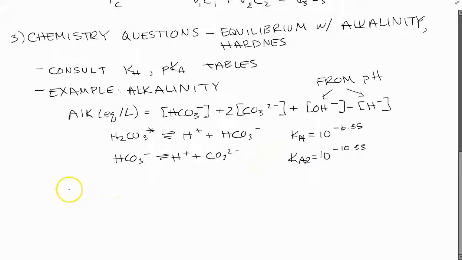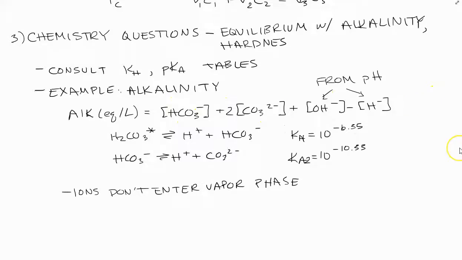Ions are never going to evaporate. So if you are looking at a series of chemical compounds listed, none of these ions, bicarbonate, carbonate, hydroxide, H minus or H plus, anything over here on this side, none of those are going to enter the vapor phase. This carbonic acid, H2CO3, however, is not an ion. Of everything listed here, it is the only thing that you would need to check on the Henry's Law table.